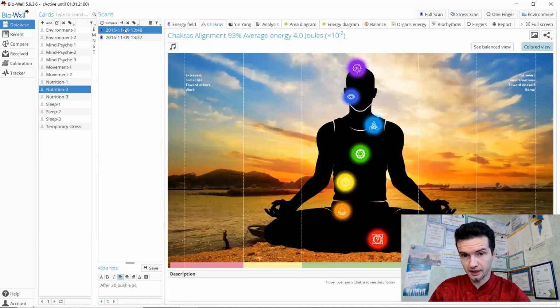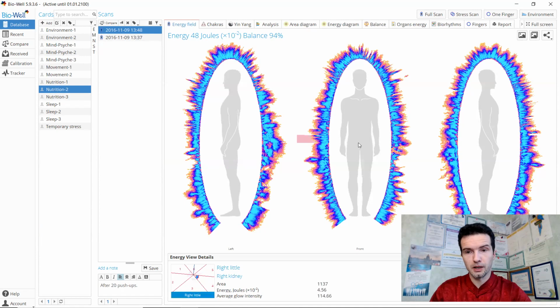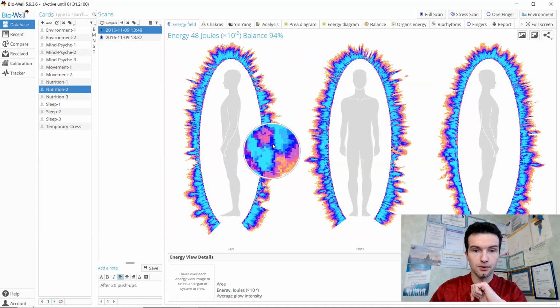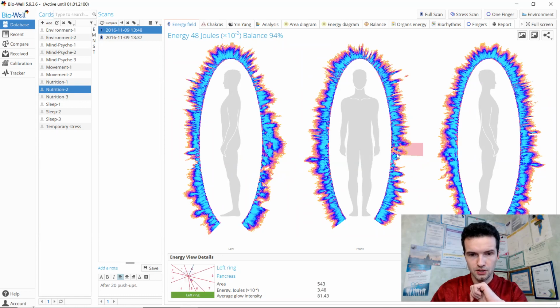Whilst the chakras are pretty well balanced, standing in the green zone in the middle, it's okay. But if we apply visual analysis, in this case, visual analysis helps. We will find the abnormal emissions in the lower back. We'll find abnormal emissions on the pancreas.